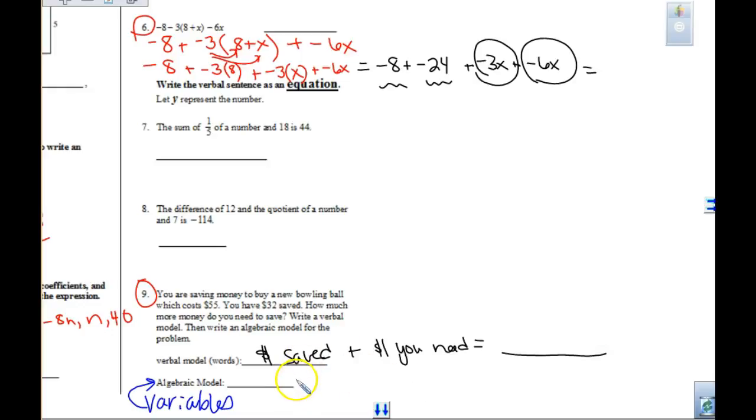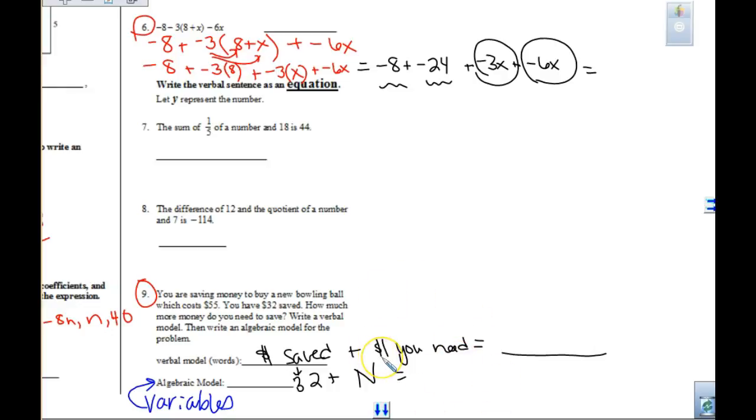And then down here, we already know that we saved $32. So replace the dollars you've saved with the 32. Plus, what do you need? We don't know that, right? That's our unknown. That's your variable. And for need, I don't know. Equals, and again, then fill in the information.